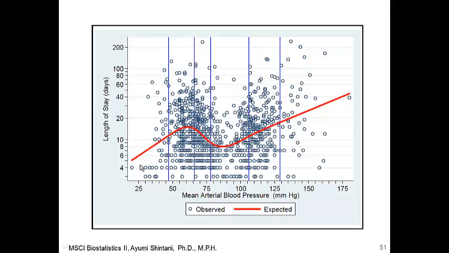So this is an example looking at the effect of mean arterial blood pressure on length of hospital stay, and 5 knots are placed. So in the 2 end areas, the associations are forced to be linear, but in the areas in between, cubic polynomial functions were fit. So this is a technique we use in our practice.